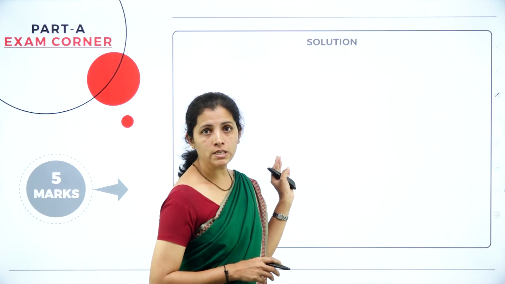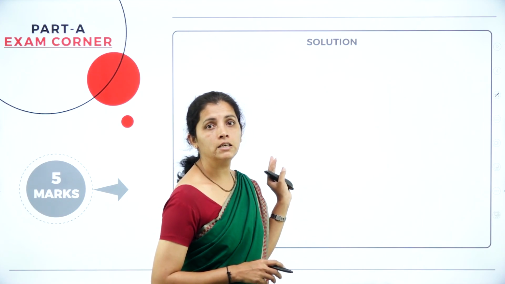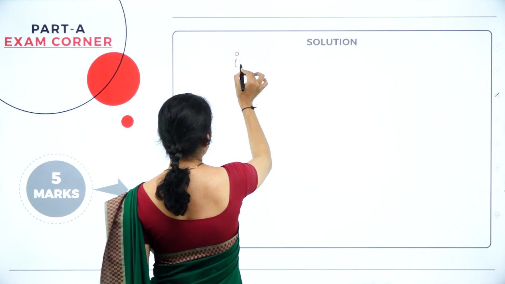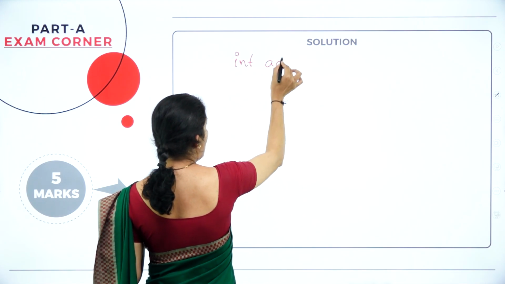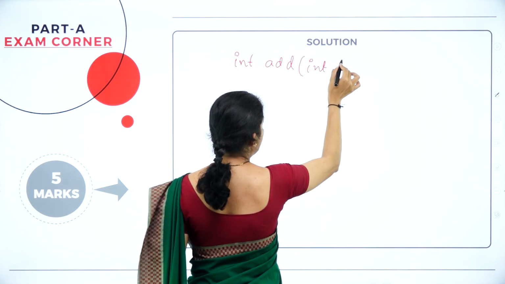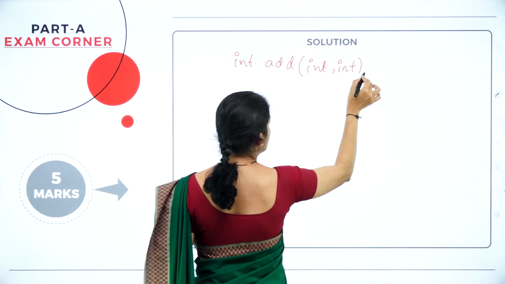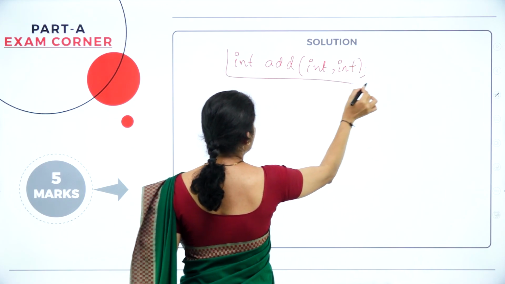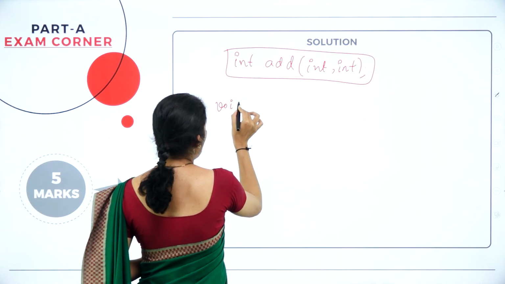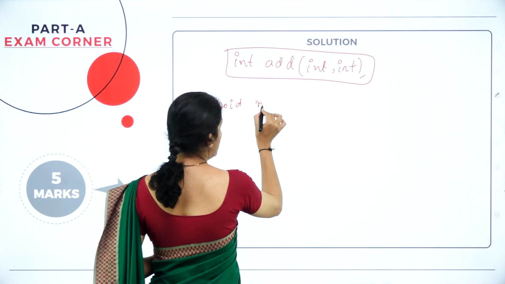Now, according to this program, I want to write the example. So I'll consider the same example. int add(int, int). Okay, so this is my function prototype. Then I'll start with the void main.